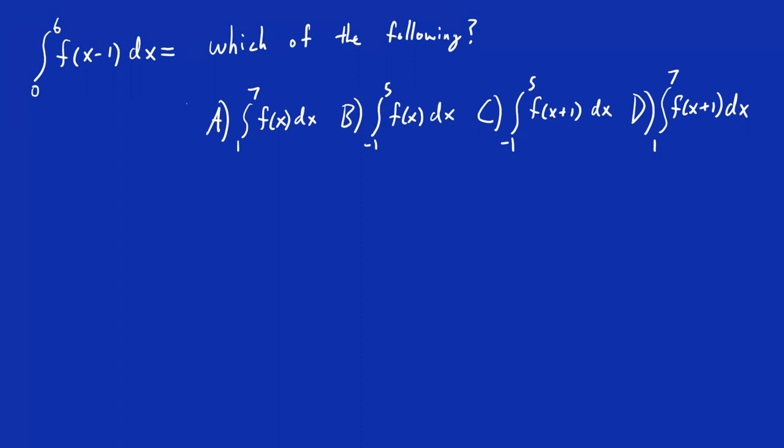Welcome back. For today's lesson, we will look at the following problem where we have the integral of 0 to x for f of x minus 1 dx is equal to which of the followings? And we have four choices to select from: A, B, C, or D.